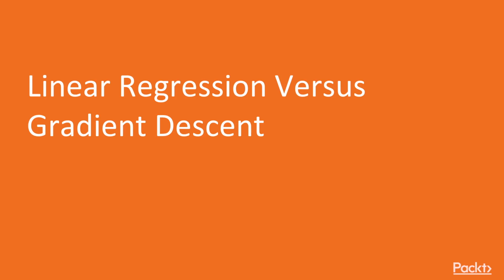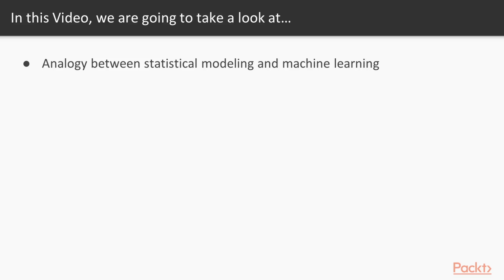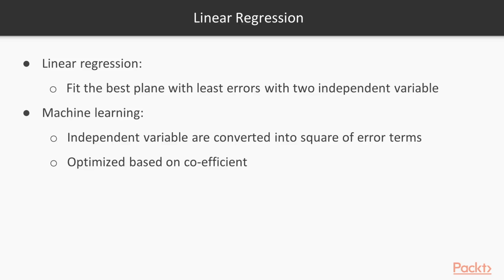Now, we move on to the first video of this section that deals with linear regression versus gradient descent. In this video, we're going to take a look at the analogy between statistical modeling and machine learning. In statistical modeling, linear regression with two independent variables is trying to fit the best plane with the least errors, whereas in machine learning, independent variables have been converted into the square of error terms and optimized based on coefficient values rather than independent variables.